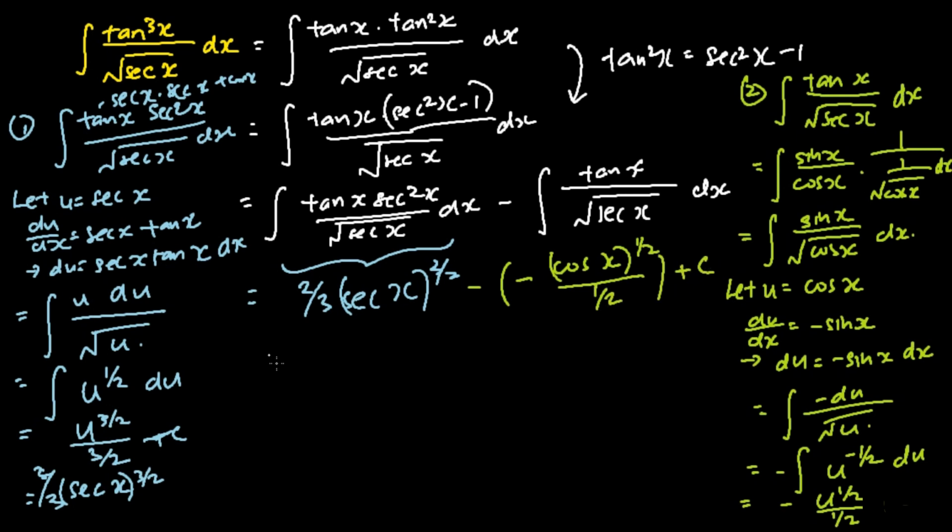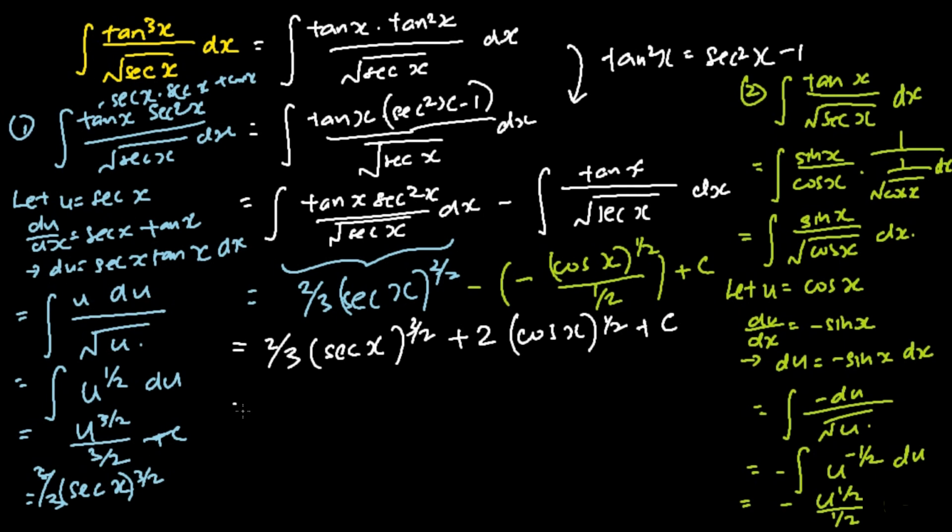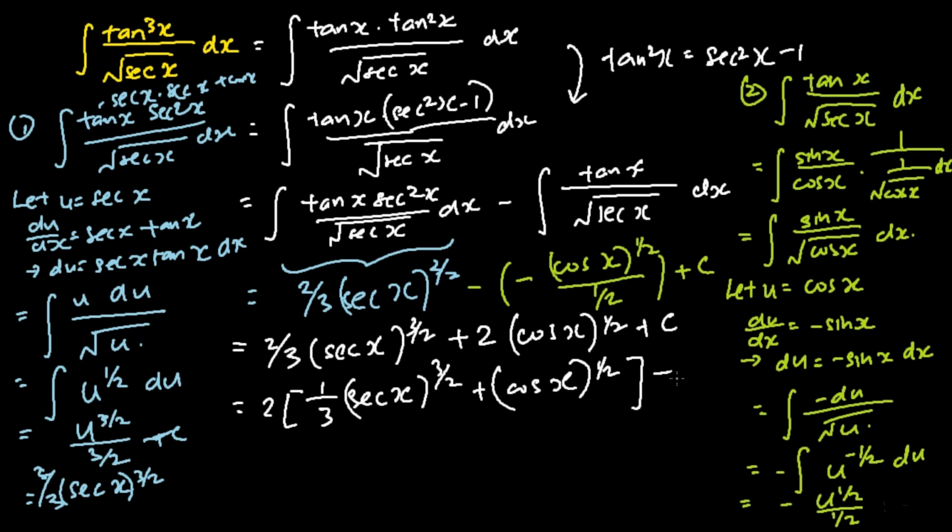Once we evaluate the two integrals, we can simplify the answer a little bit further. We have 2/3 secant x to the power 3 over 2 plus 2 cosine x to the power half plus c. Or we can just simply factorize the 2 out. We get 2 times 1/3 secant x to the power 3 over 2 plus cosine x to the power half, plus c. This is the final answer to the integration of tangent cube x over square root of secant x dx.